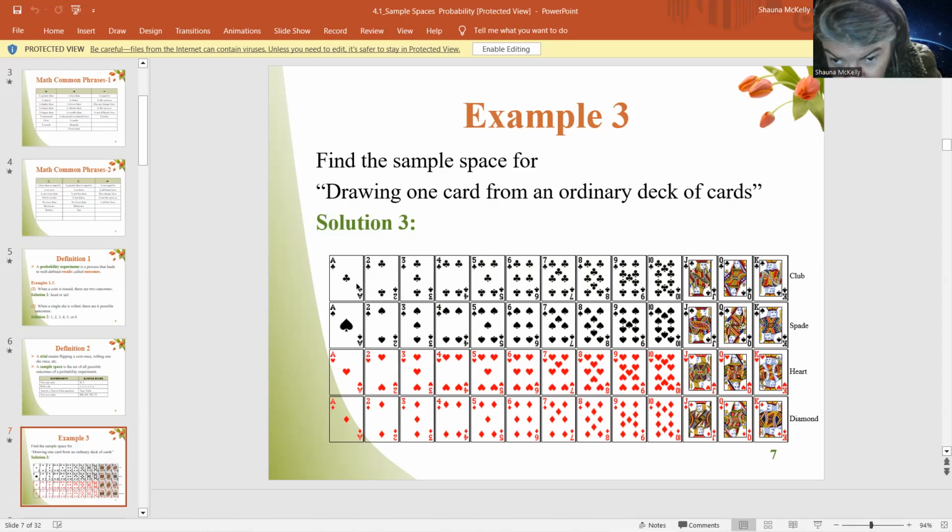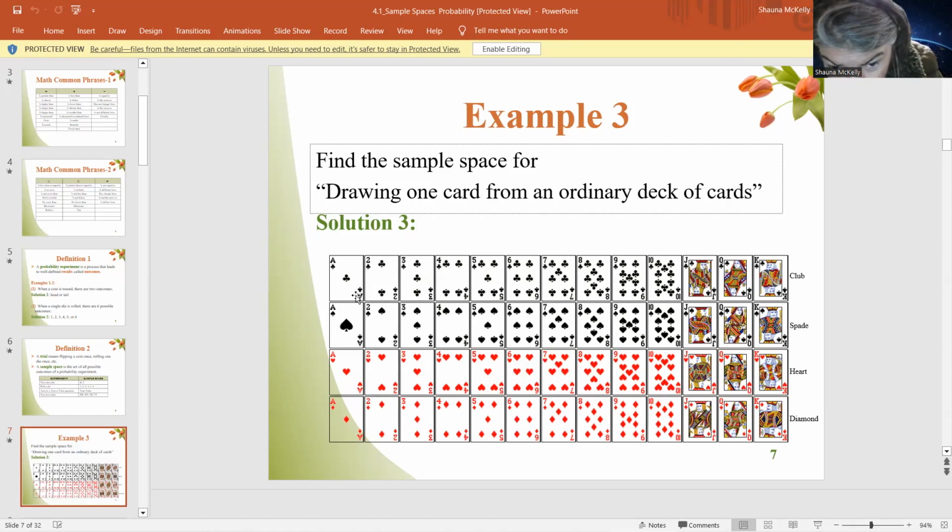So we have different types of cards, as you can see here. There are 4 different types of cards. 2 of them are black and 2 of them are red. Each of those types of cards has a name.